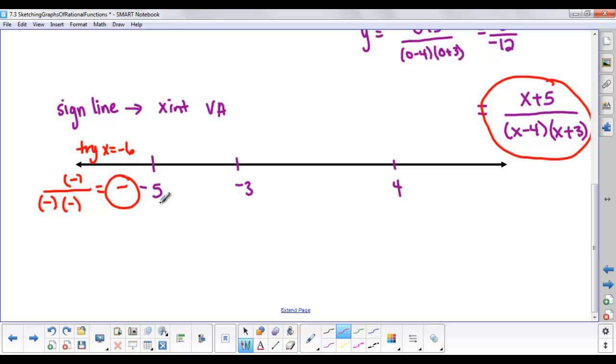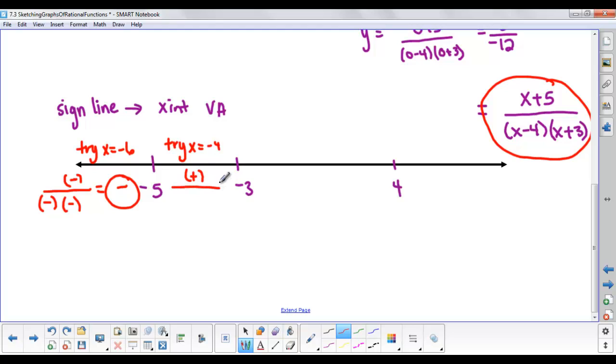Okay, so now let's check in between -5 and -3. I think our best choice here would be to try x equals -4. We'll do the same thing. Sub in -4, so -4 plus 5 actually equals a positive value.